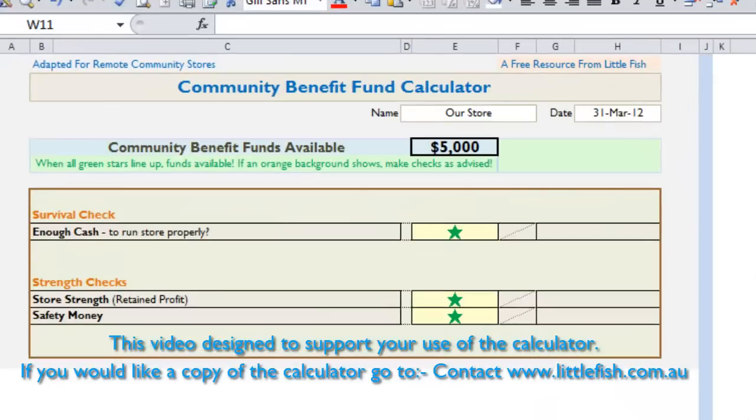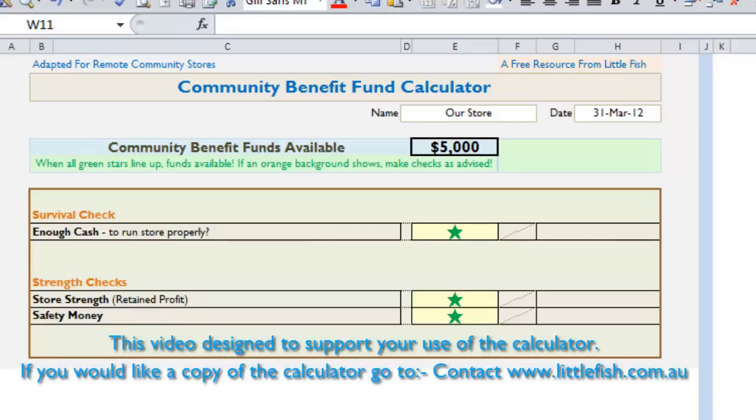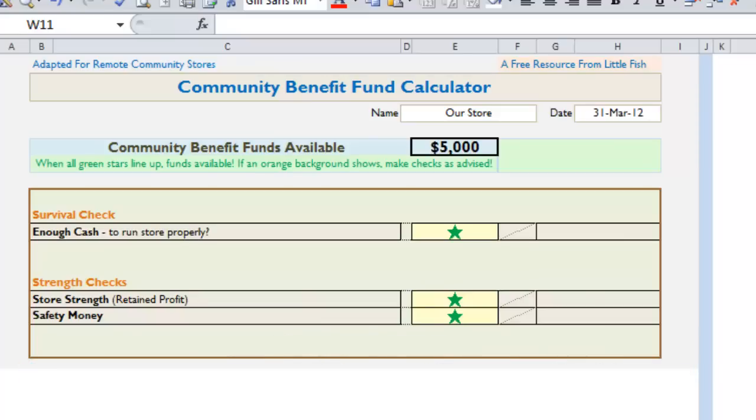Welcome to this video on the Community Benefit Fund Calculator, a free resource from Littlefish. In this short video, we will take you over the basic features of the calculator so that you will be quickly able to use it for yourself.